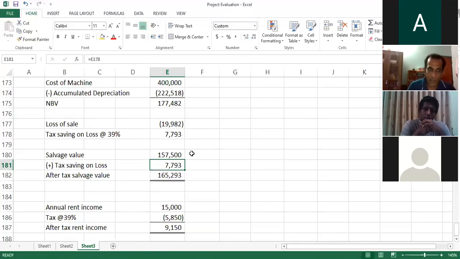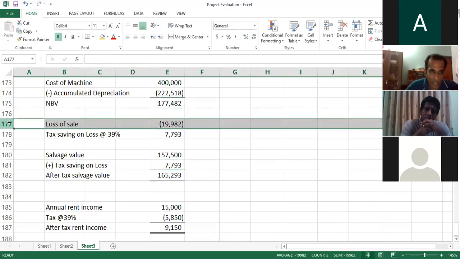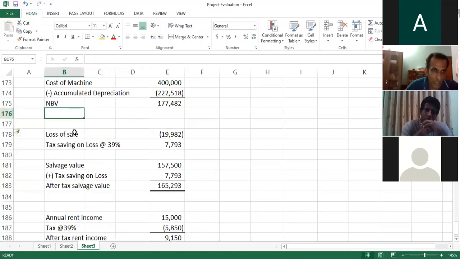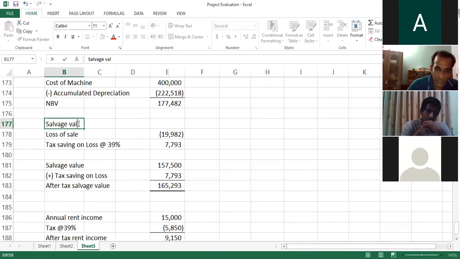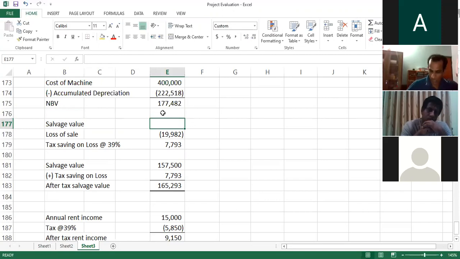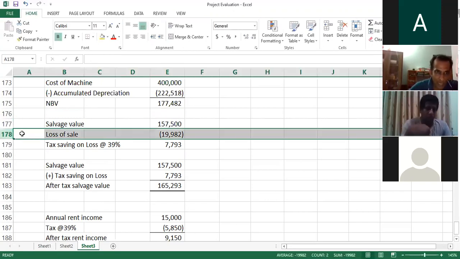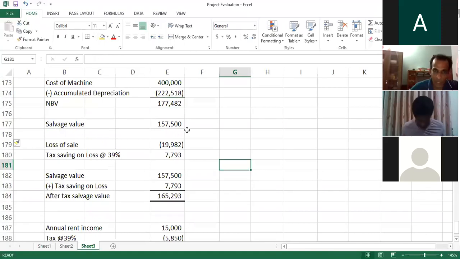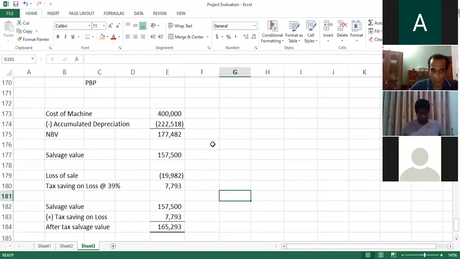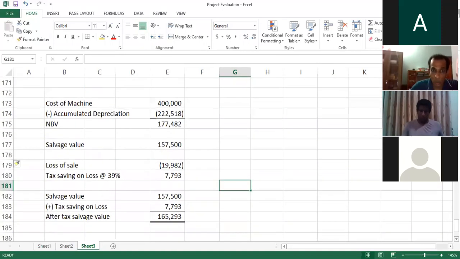Because here this is the net book value. If I put the salvage value also here, then it will be clear. What is the expected salvage value of this asset? The company has estimated they can sell this asset for 157,500 once the project is completed. But once the project is completed, what is the book value of this asset?